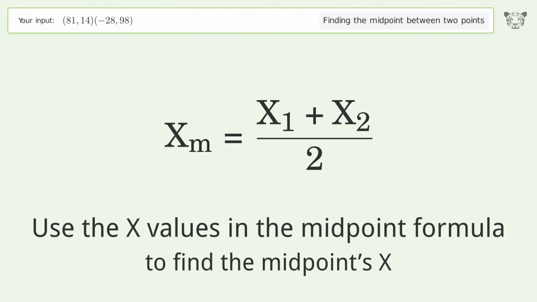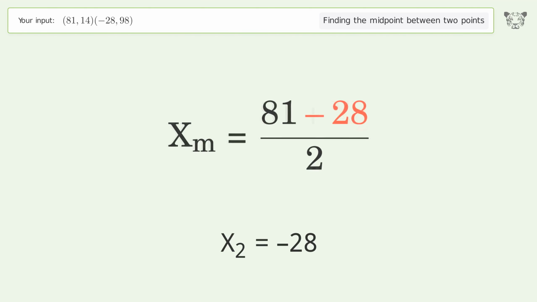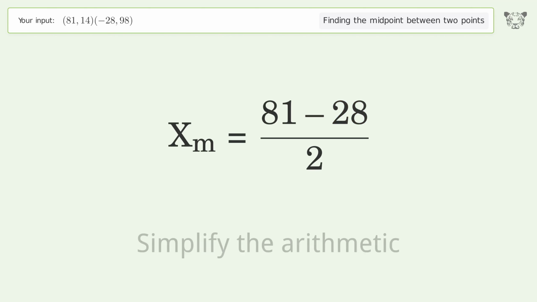Use the x values in the midpoint formula to find the midpoint's x. x1 equals 81. x2 equals negative 28. Simplify the arithmetic.